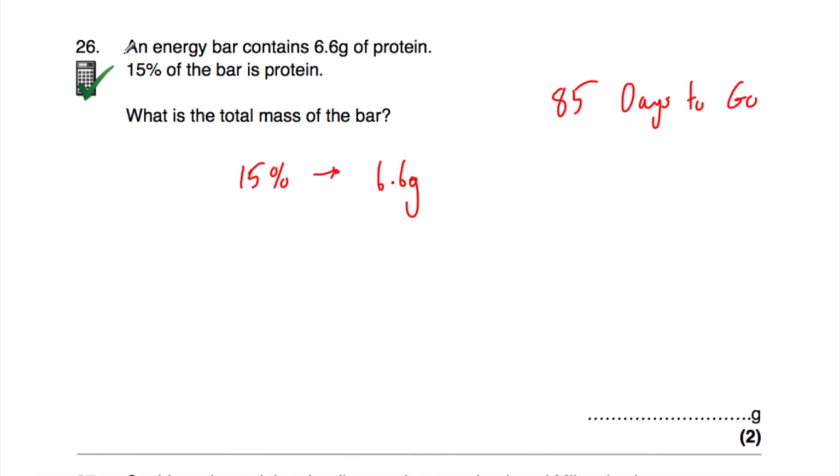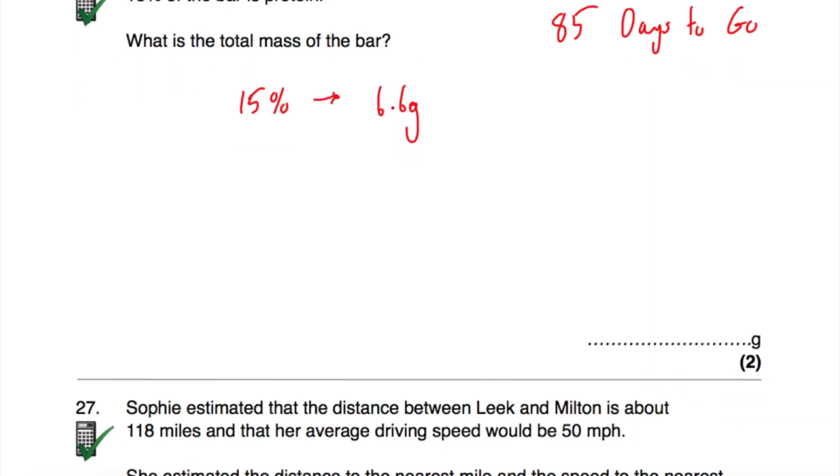Alternatively, another way to do it would be to consider the multiplier. If we knew the mass of the bar, that would have been multiplied by 0.15 to find the amount of protein in the bar. So then you could work backwards, and then that'll tell you the total mass of the bar. Okay, question number 27.